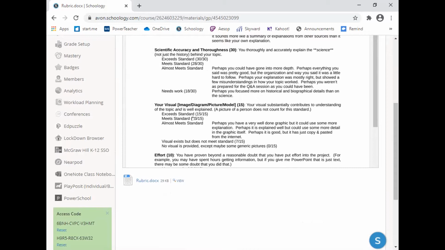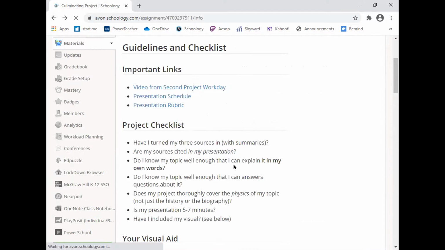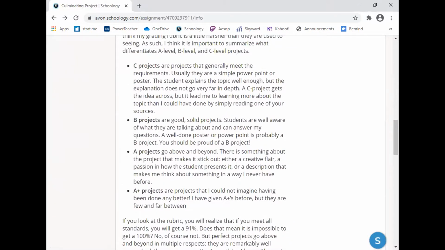So I'm just telling you that because I want to tell you what the difference is between a C project, a B project, and an A project, right? So C projects are projects that get the job done, but I pretty much could have read one of your sources and probably have learned the same thing. C projects are things that get the job done, but I probably could have just read one of your sources and figured it out.